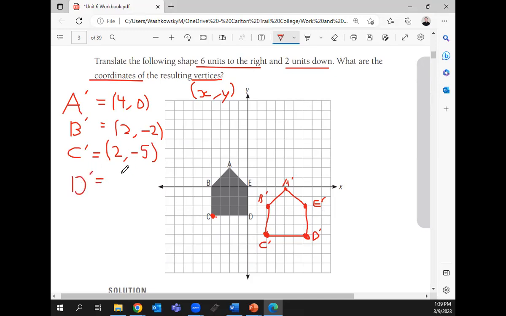D prime, same thing. It's going to be 1, 2, 3, 4, 5, 6, or sorry, +6 on my x-axis, -5 on my y. And E prime. Prime's just that little tiny line above it, right? That one's just 6, -2. So you've drawn it and you've labeled your new points on it.